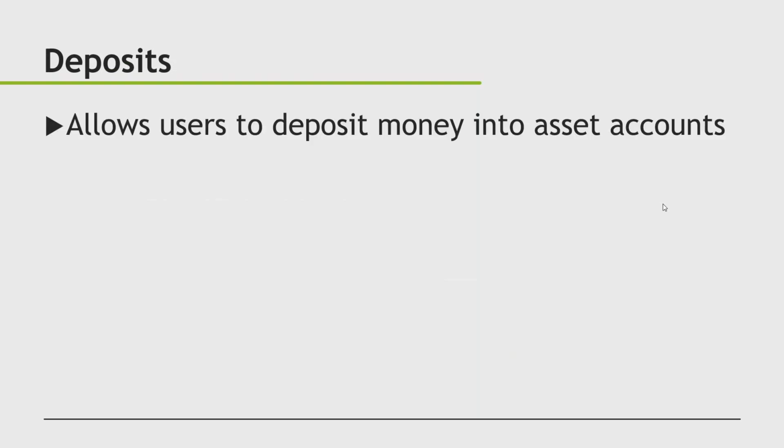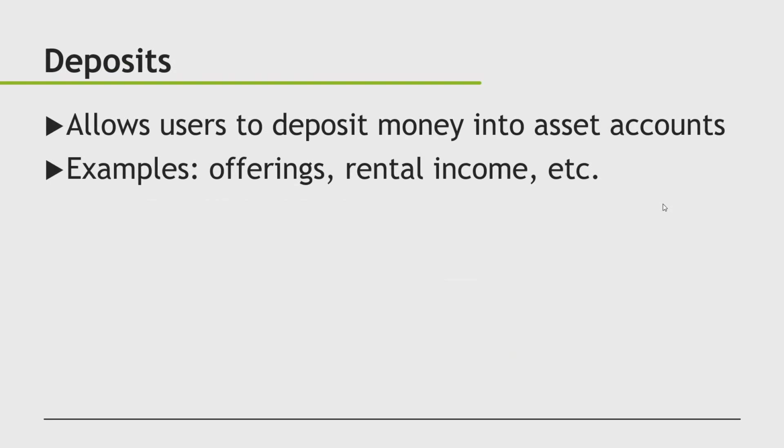And the first type of transactions we're going to talk about are deposits. Deposits, very simply, allow users to deposit money into asset accounts. That's the primary way you're going to be using deposits. Some good examples are, of course, offerings, which is the big one, but your church may also have rental income, if your church has any rental properties or things like that, or you rent out your fellowship hall for something.